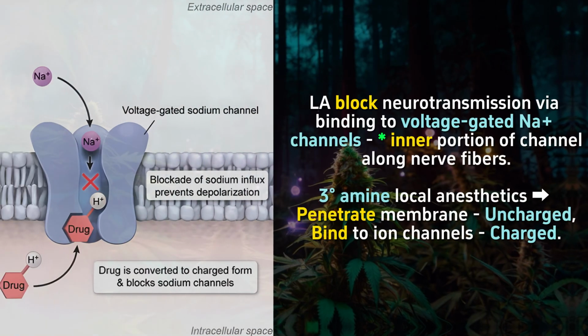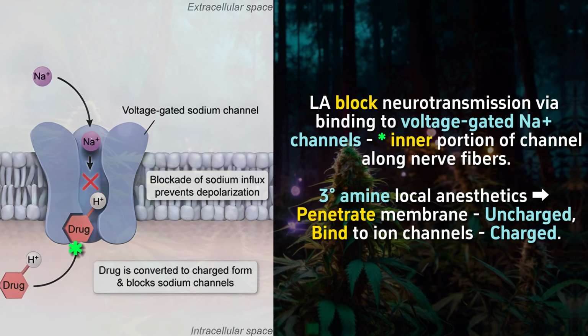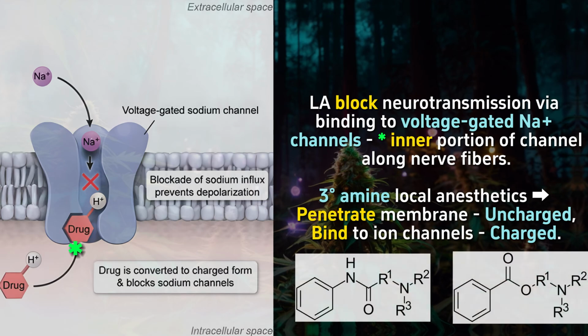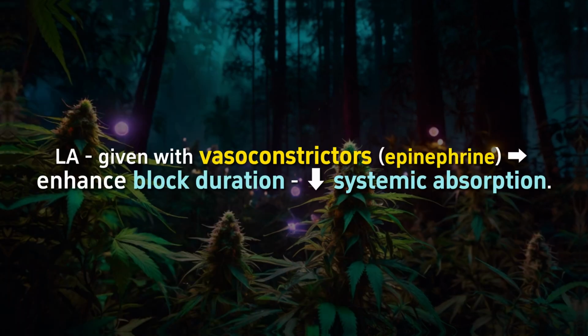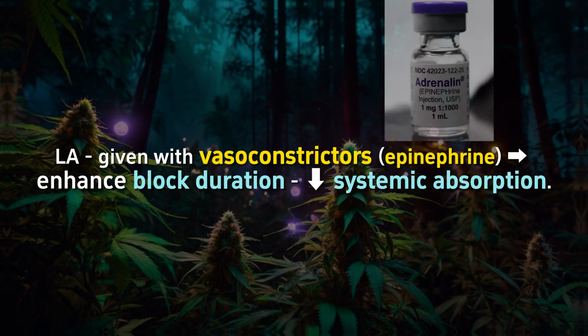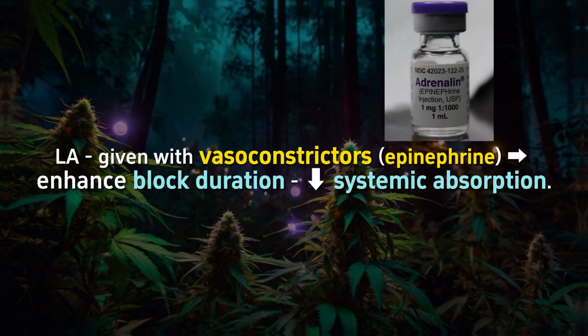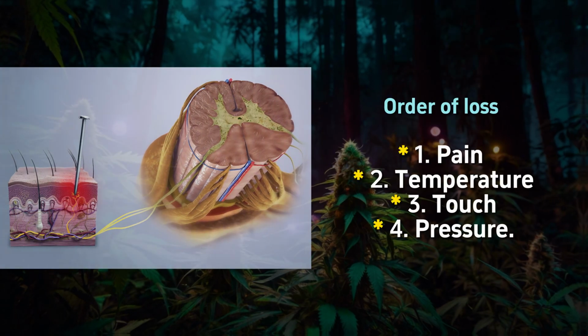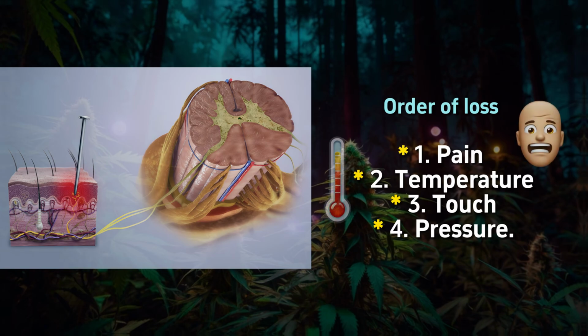Local anesthetics block neurotransmission via binding to voltage-gated sodium channels on the inner portion of the channel along nerve fibers. Tertiary amine local anesthetics penetrate the membrane in uncharged form, then bind to ion channels in charged form. Local anesthetics can be given with vasoconstrictors, usually epinephrine, to enhance block duration of action by decreased systemic absorption. Clinically, the order of loss of nerve function is as follows: pain, temperature, touch, pressure.